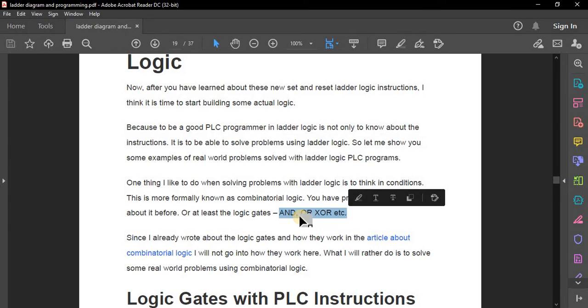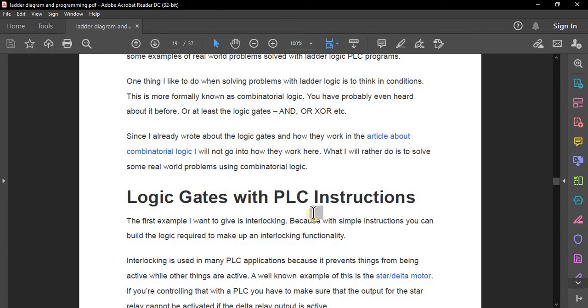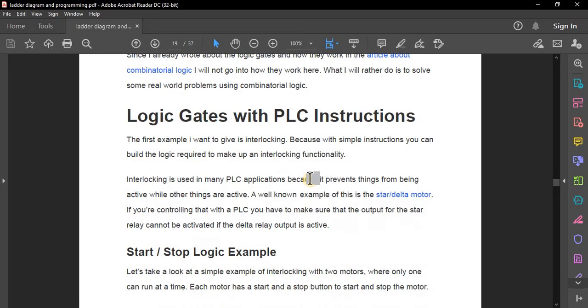You have heard that in your analog theory. Now we are going to see logic gates with PLC instructions. The first example is interlocking, because with simple instructions you can build the logic required to make up an interlocking functionality.